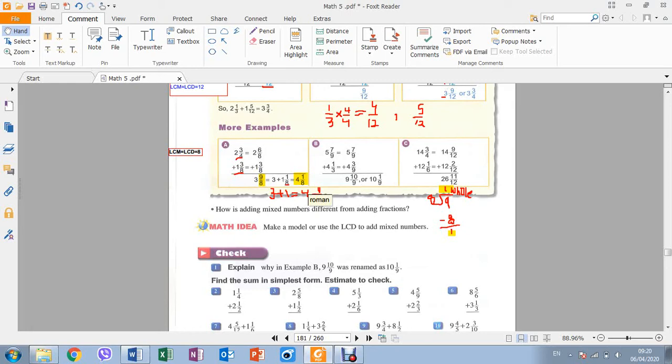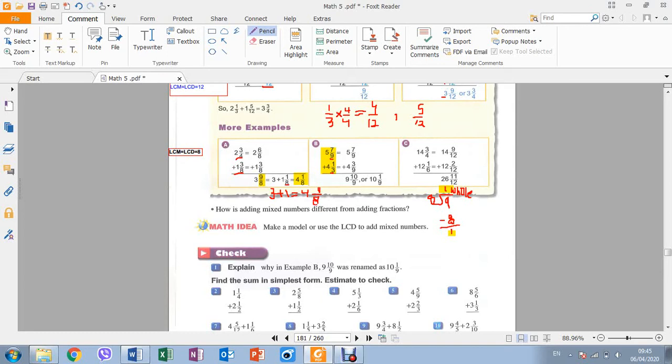Okay. Example B. Look at example B. Okay, we have what? 5 and 7/9 plus 4 and 1/3. Look, these two. Look at the denominators. There we have 9, and there we have 3. They are unlike denominators. What we need to do, by using LCM, is find a like denominator. So the like denominator for these two fractions is 9.